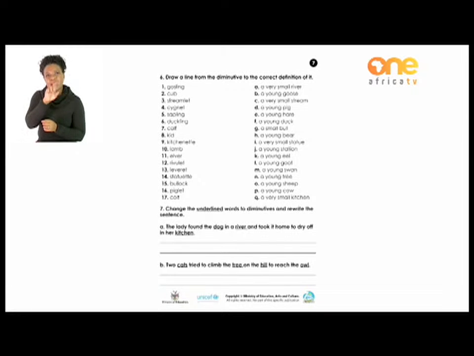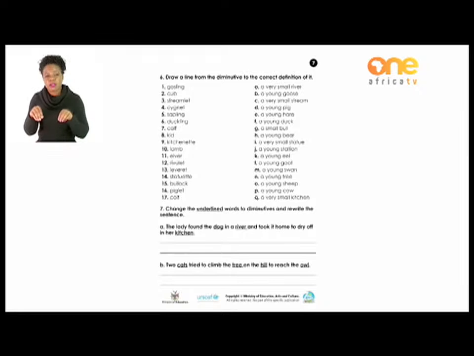That's A and 12. Also, a young goose, that's on B. A young goose becomes a gooseling. So you join number 1 and B. Now, let us do the rest on our own.